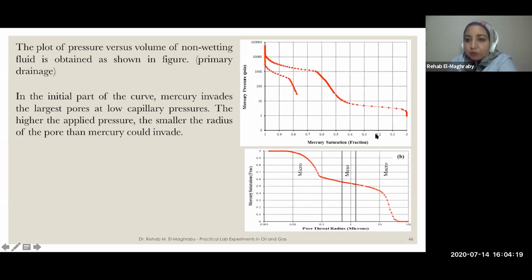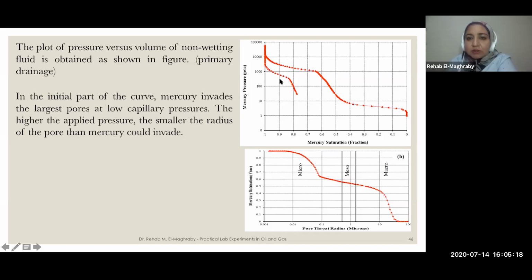One is larger pores, because the mercury fills the larger pores first. So up to 0.4 of the mercury saturation was invading the same or nearly the same size of pores, occupying about 10 micron pore size. Then it starts to invade pores one by one, with some distribution of the pores here, and again, starting from 0.65, the saturation of mercury is occupying the same micro pore size. This is a horizontal line.